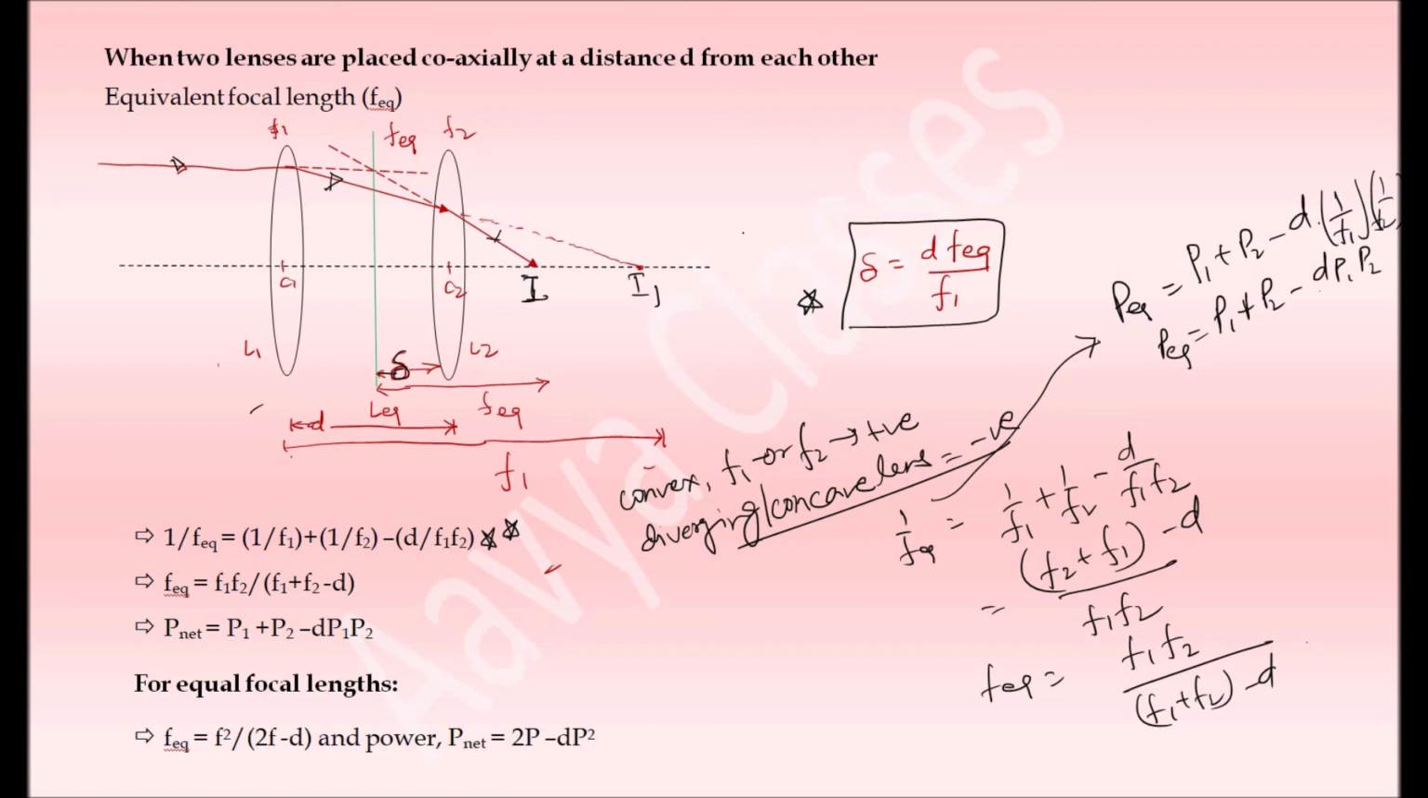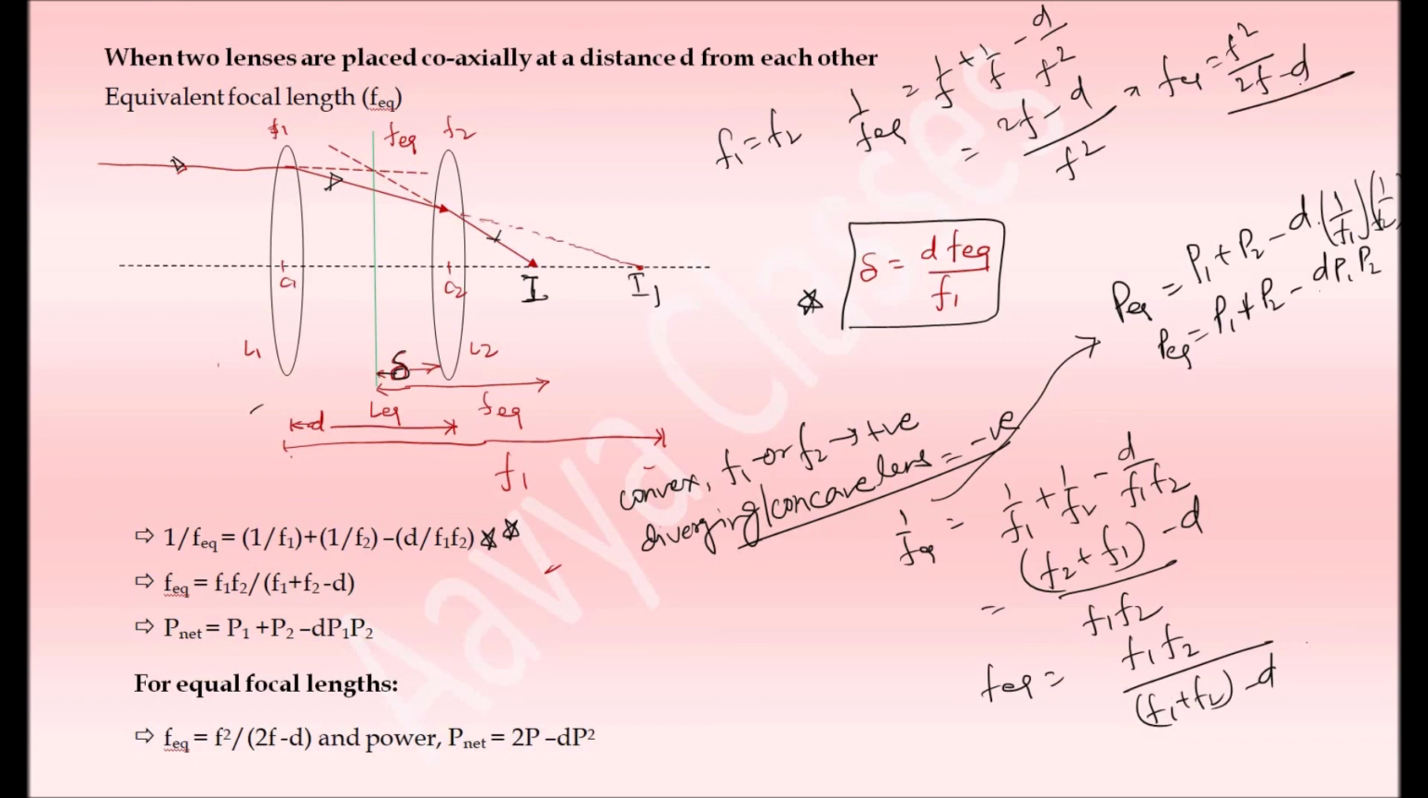And for equal focal lengths, that is if we take f1 equal to f2, then we get 1 by f equivalent is equal to 1 by f plus 1 by f minus d by f square. So it is equal to 2f minus d divided by f square, and from there we get f equivalent is equal to f square divided by 2f minus d. So this is the value of f equivalent. You can get it by just putting f1 equal to f2 in this formula.